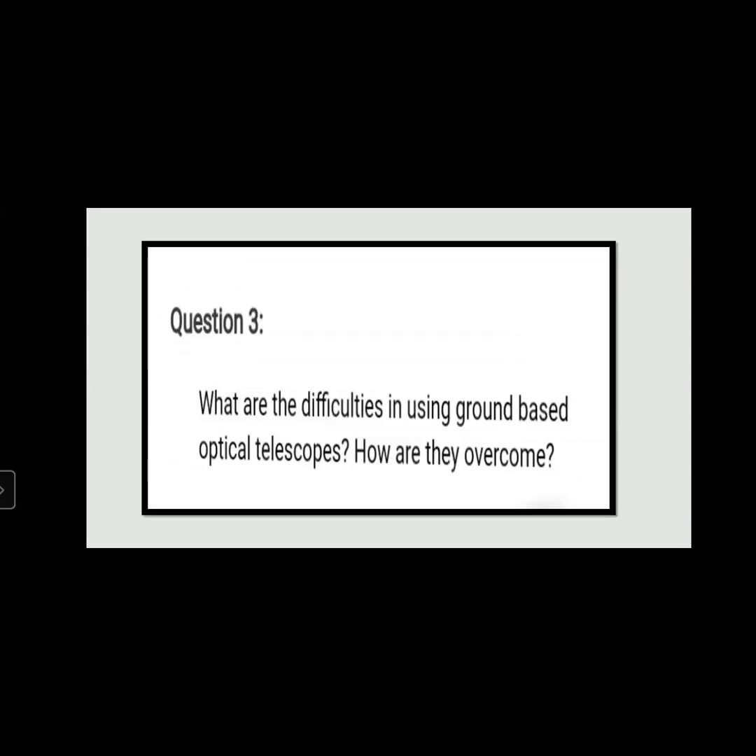Now the next question is, you can see from your textbooks, the question is, what are the difficulties in using ground-based optical telescopes and how are they overcome? Right. So we have seen that we have placed the ground-based telescopes, but some difficulties are there because of which we need to use the telescope launched in the space, isn't it? So what are the difficulties? So you have to write the answer in this way in point form.